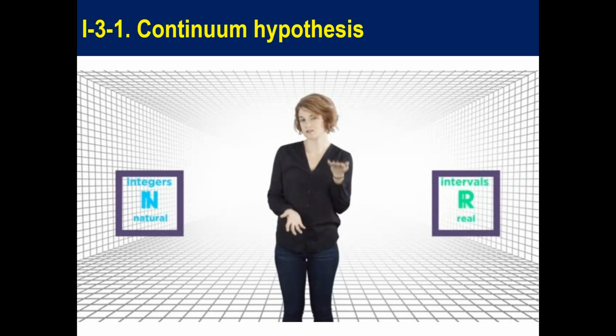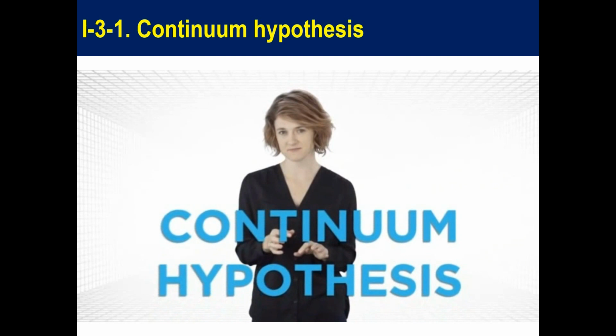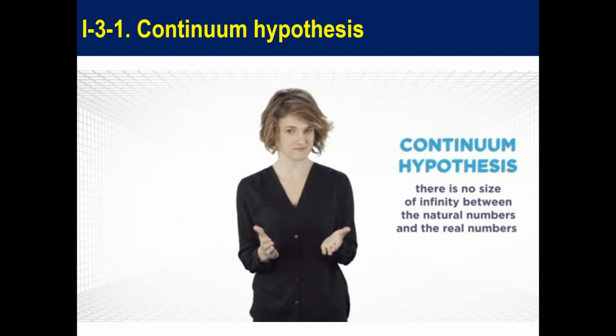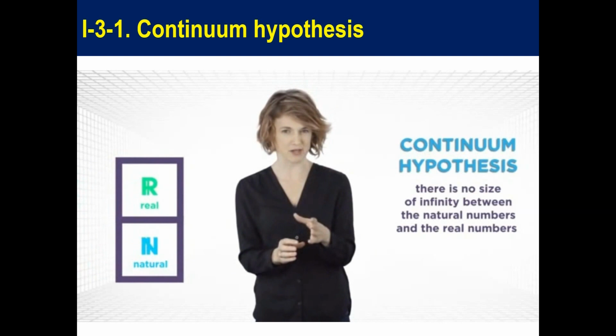These observations led Cantor to the continuum hypothesis. There's no size of infinity between the natural numbers and the real numbers. In other words, the natural numbers are the first block and the real numbers are the second block in the tower of infinities, and there's nothing in between.